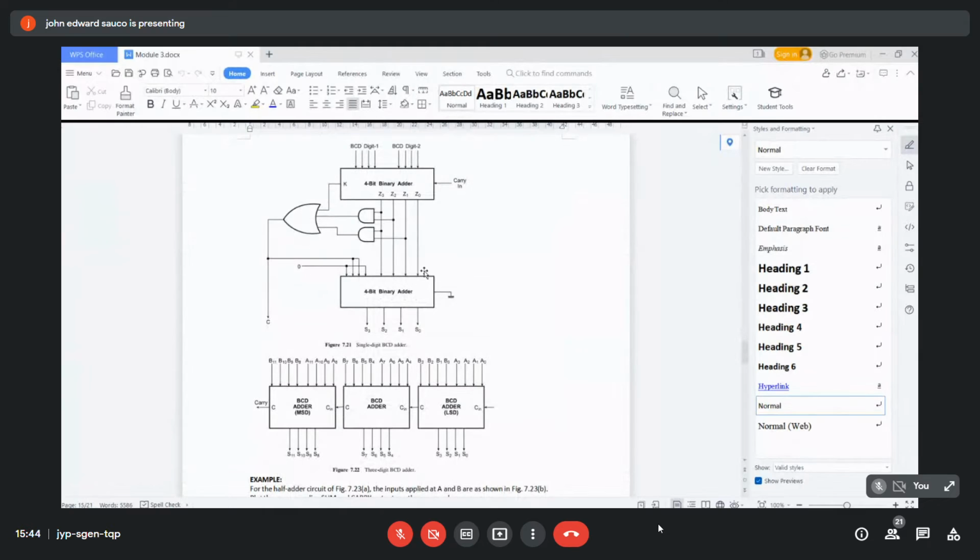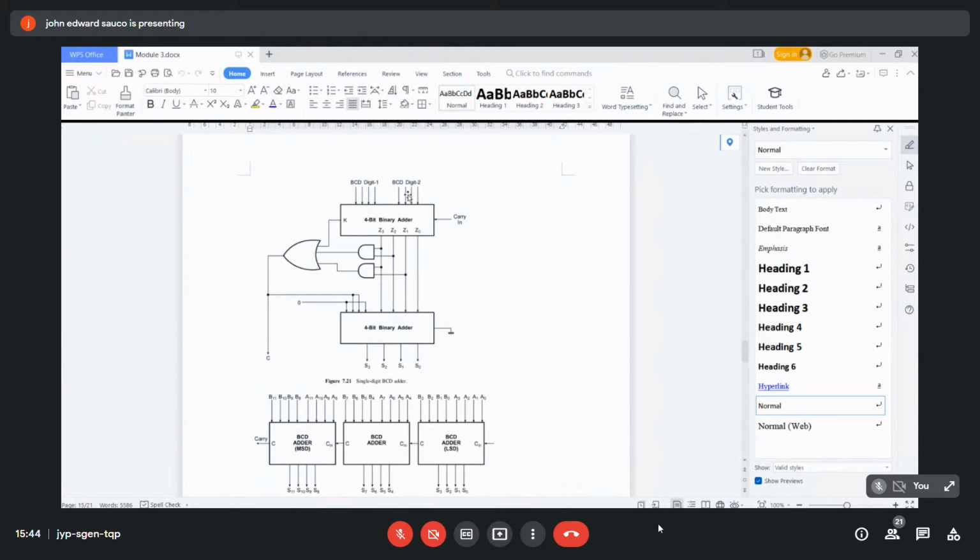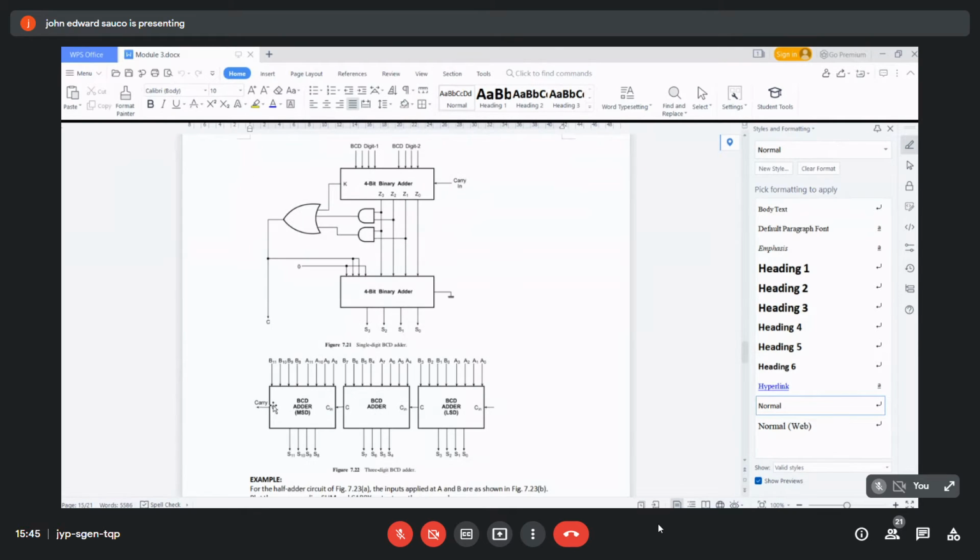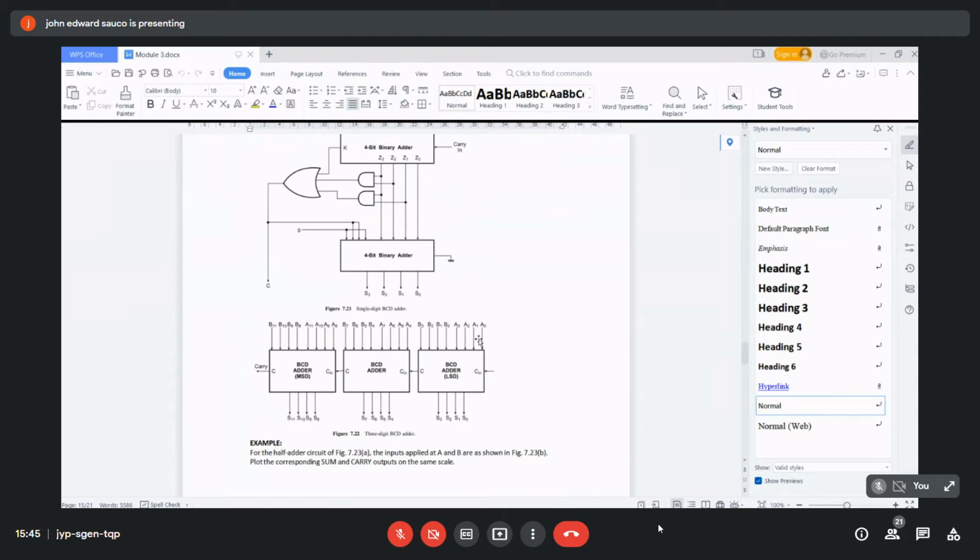So, ito yung kanyang 3-digit BCD adder. Ito input, output. Dalawang input, output, carry in, carry out. Siya ay naka-diagram. 3 digits adder, kasi 1 digit is 4 bits, and 1 digit, 4 bits. So, isang digit, isang digit.